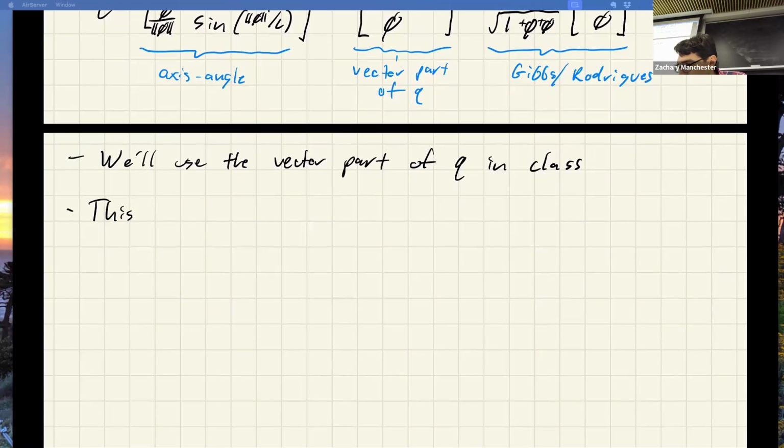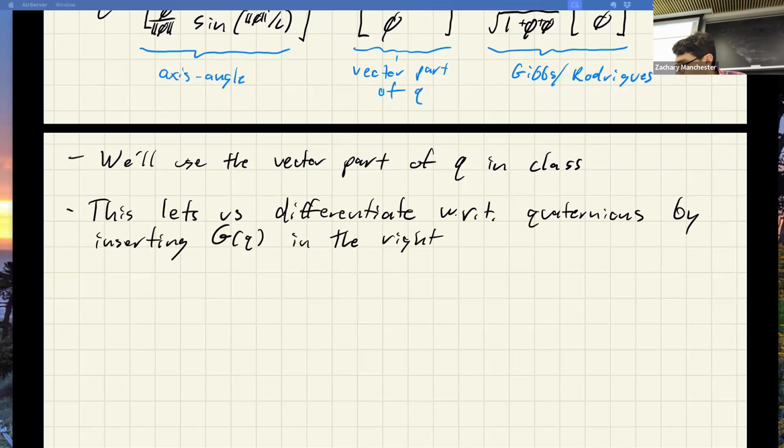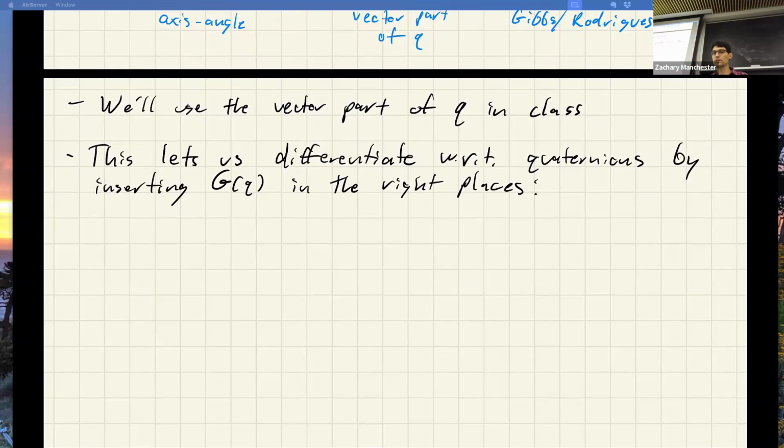Okay, this whole thing lets us differentiate with respect to quaternions by inserting this attitude Jacobian guy in the right places. And I will make that very explicit right now, what that means. So with a bunch of examples, literally anywhere there's a quaternion, you put an attitude Jacobian. You can think of this as impedance matching you from quaternion land back into 3D tangent space land, which is where we want to live.